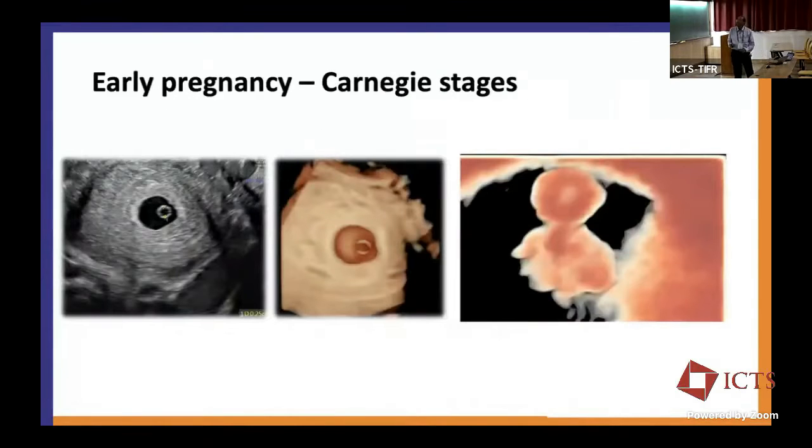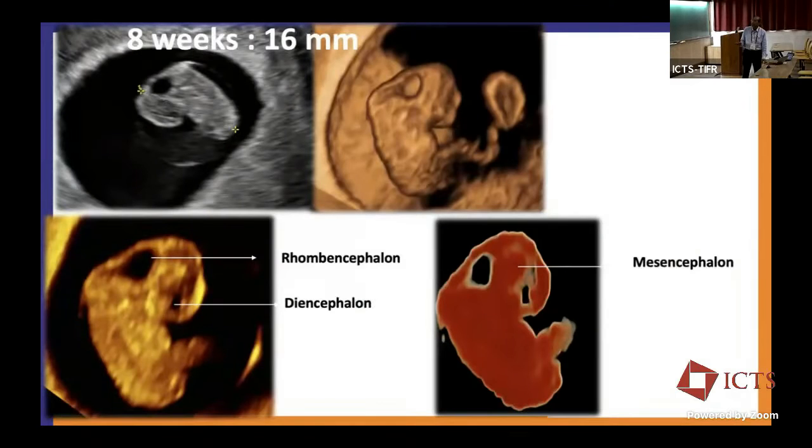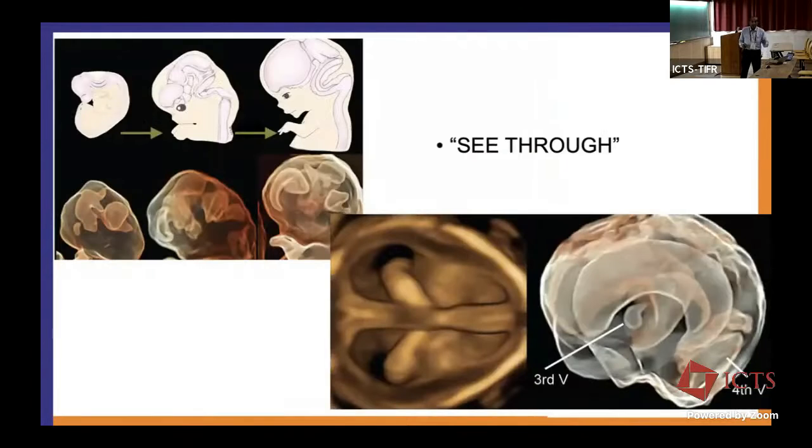Then in early pregnancy, for example, we can identify literally the Carnegie stages of development by taking this 3D. This will correlate exactly with your embryological picture, which you see in the textbook, anatomical textbooks. So that is the level of resolution that we are able to get on the ultrasound. So here, for example, this is an 8 weeks where you can see the rhombencephalon, which is a posterior thing. This is the mesencephalon, and that's the diencephalon, which is there. All these are able to identify that. But we can also see through.